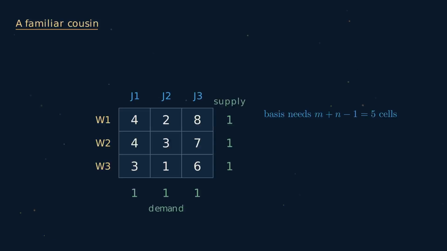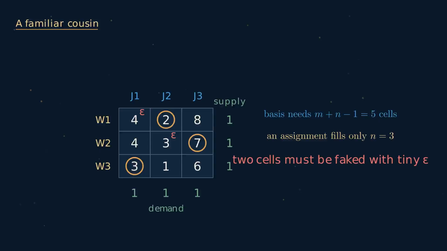So why not just reuse the transportation method? Because of a counting mismatch. A basic solution there needs m plus n minus 1 occupied cells, which is 5. But a genuine assignment only ever uses 3. The gap has to be plugged with 2 artificial near-zero entries in every single iteration. That is heavy degeneracy, and it makes the general method clumsy here. When a problem is this special, it deserves a method built for its shape.